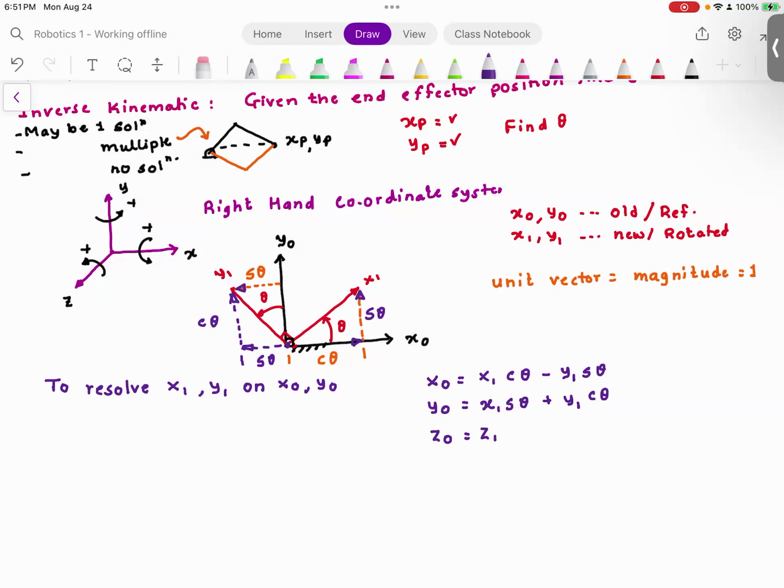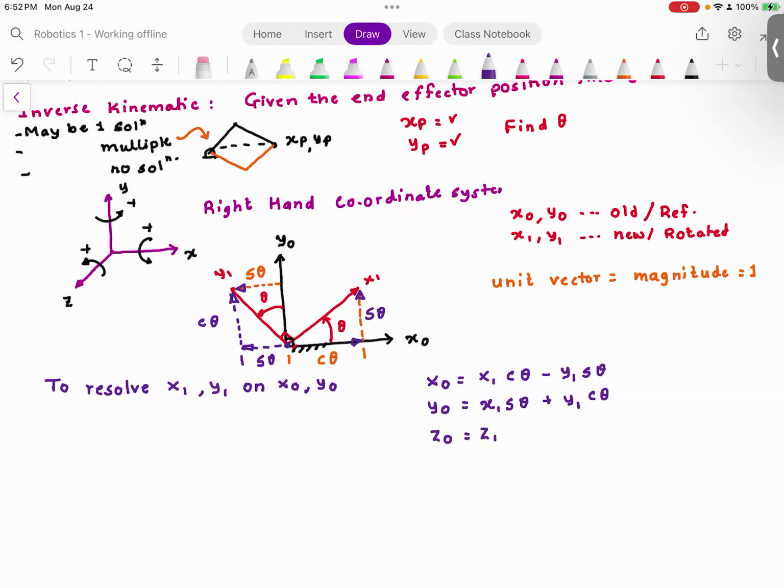x1, y1, z1. z0 and z1 are aligned. That's why there is no rotation. Everyone understood this? This is called the rotation transformation. Extremely important. And this transformation will be used in all the problems we solve in robotics 1.